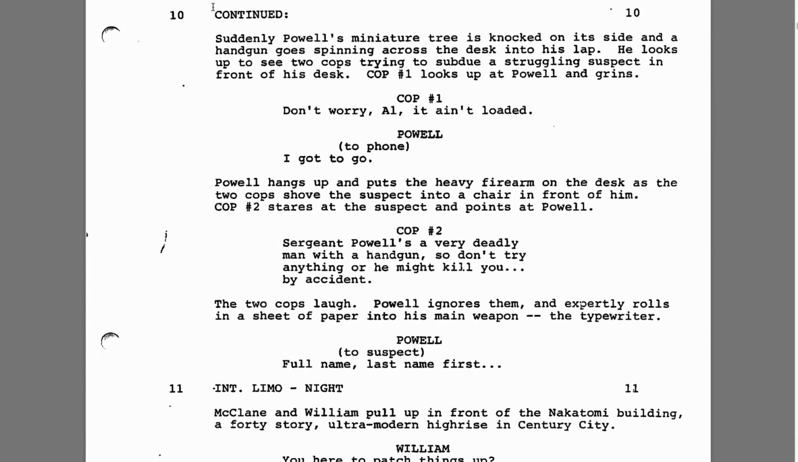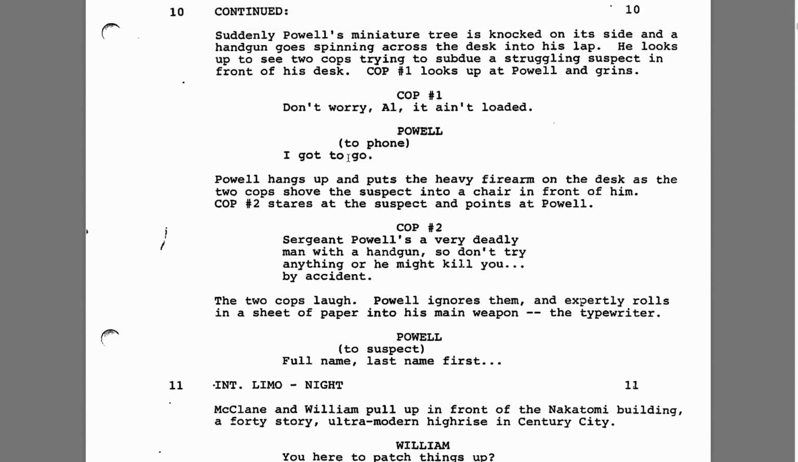Suddenly, Powell's miniature tree is knocked on its side, and a handgun goes spinning across the desk into his lap. He looks up to see two cops trying to subdue a struggling suspect in front of his desk. Cop number 1 looks up at Powell and grins: Don't worry, Al, it ain't loaded. Powell, to the phone: I gotta go. Powell hangs up and puts the heavy firearm on the desk as the two cops shove the suspect into a chair in front of him. Cop number 2 stares at the suspect and points at Powell: Sergeant Powell's a very deadly man with a handgun, so don't try anything or he might kill you. By accident. The two cops laugh.